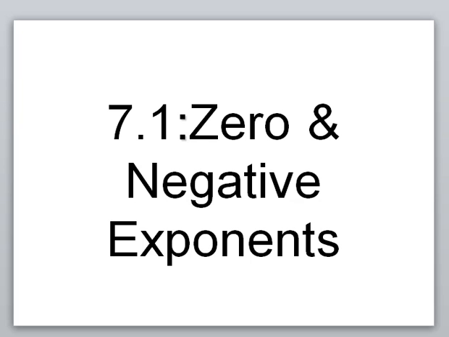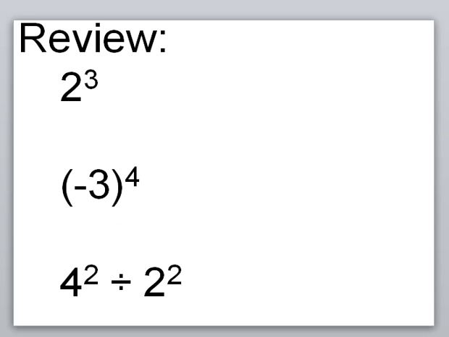Exponents, so we're going to start to talk about zero and negative exponents. But before we begin, let's do a little review of exponents. Exponents look like this, and what it's telling me to do is to write the 2 three times and multiply those together. So 2 times 2 times 2 is 8.